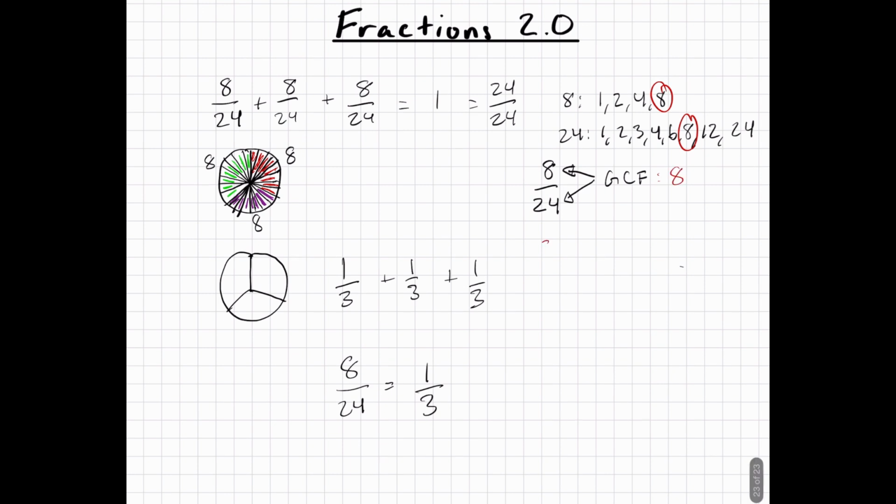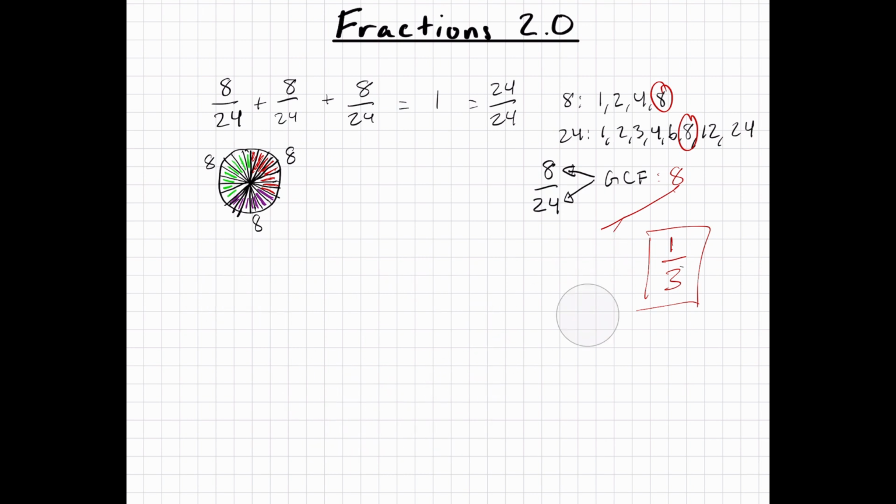Now what we do is we just take 8 over 24 and we divide each number by that greatest common factor. That's going to leave us with 8 over 8 is just 1 and 24 over 8 is just 3. And that gives us a simplified version of 8 over 24. Let's do another example to make sure that's clear.